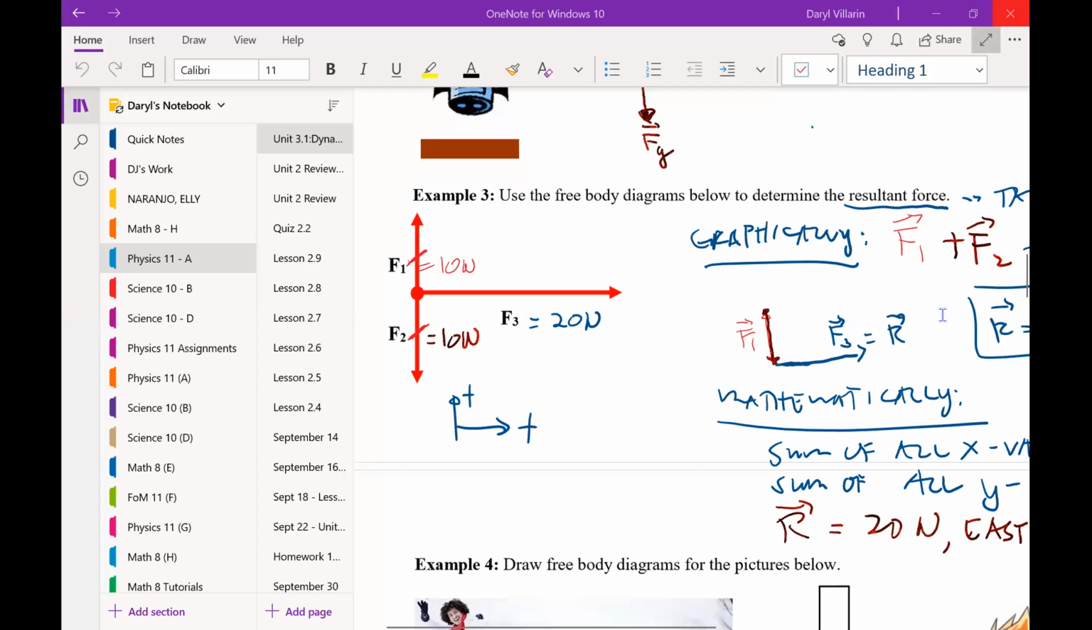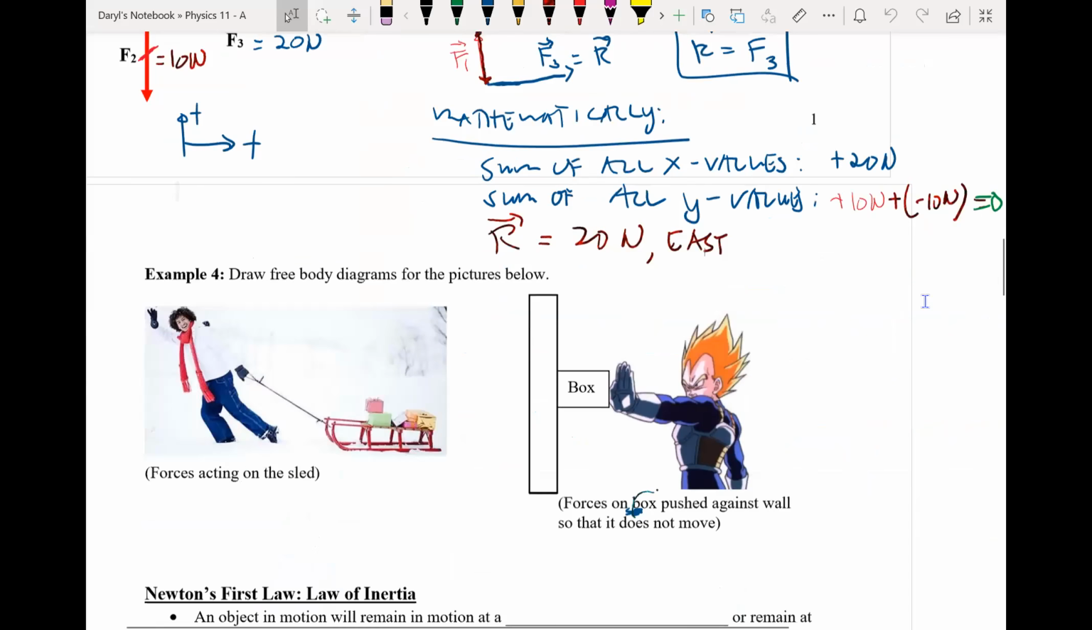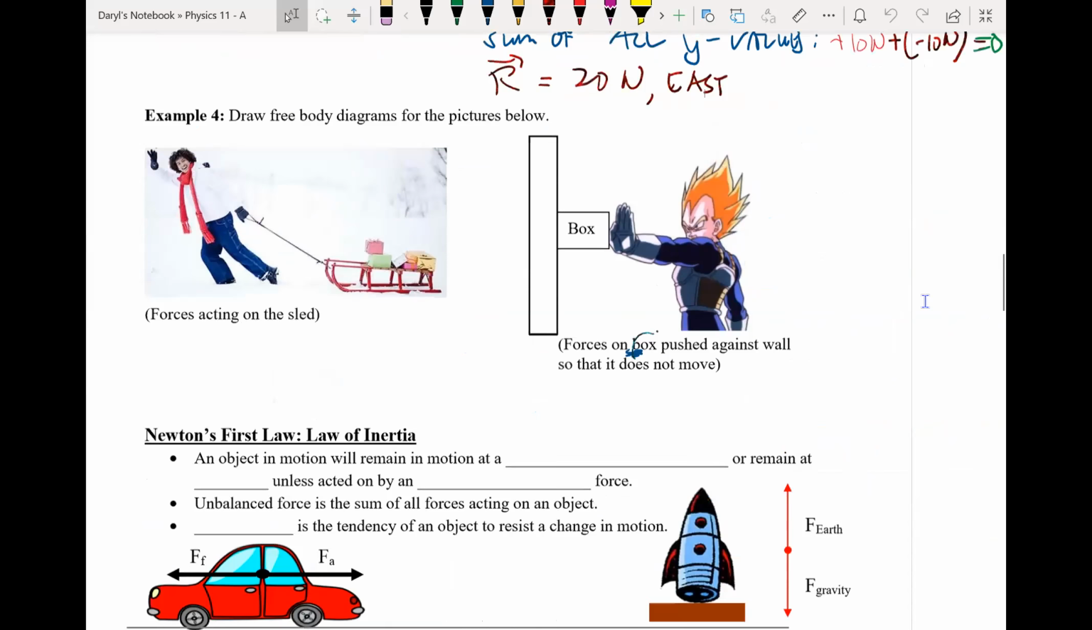Okay, we're gonna continue our discussion now. Okay, so example number 4 here. Draw the free body diagrams of the pictures below. So, forces acting on the sled. Remember that the question is the forces acting on the sled. Your sled is this one. This is your sled. So we want to know the forces acting on the sled.